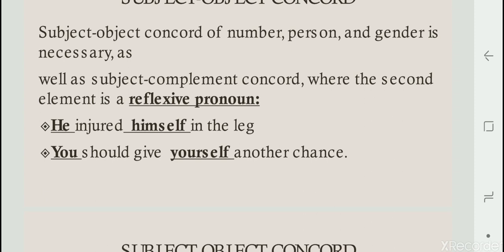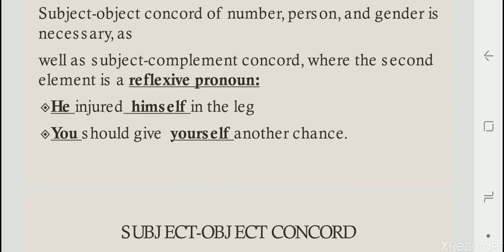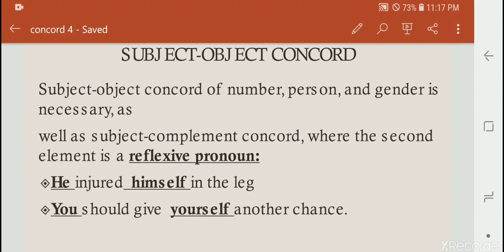If we notice the type of concord that is available between the subject as well as the object within the sentence, I mean himself, we notice that both of them are singular, both of them are third person, and both of them, of course, have the same gender, that is the masculine.